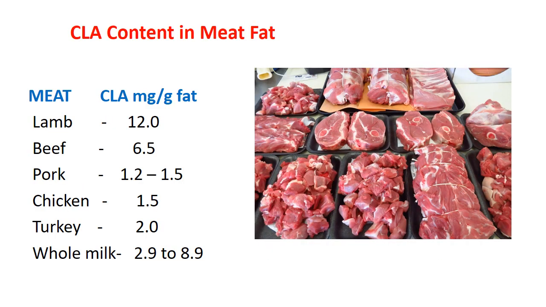Here I quickly want to tell you about conjugated linoleic acid. Conjugated linoleic acid is a very special fatty acid with a lot of health benefits, and it is mostly available from meat of ruminant origin or milk. We can see in this table that the content is very high in lamb and beef, whereas it is less in pork, chicken and turkey, because these are monogastric animals, not ruminants. Only in ruminants is the conjugated linoleic fatty acid high, and it is also available through milk.